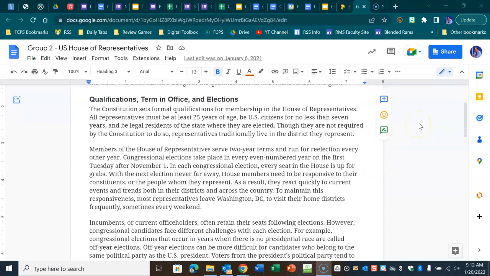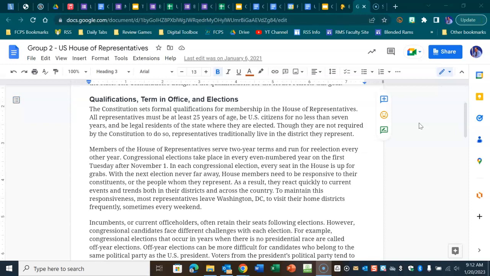Qualifications, terms in office, and elections. The Constitution sets formal qualifications for membership in the House of Representatives. All representatives must be at least 25 years of age, be U.S. citizens for no less than 7 years, and be legal residents of the state where they are elected. Though they are not required by the Constitution to do so, representatives traditionally live in the district they represent.